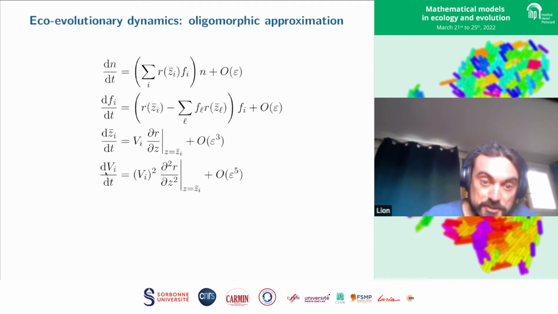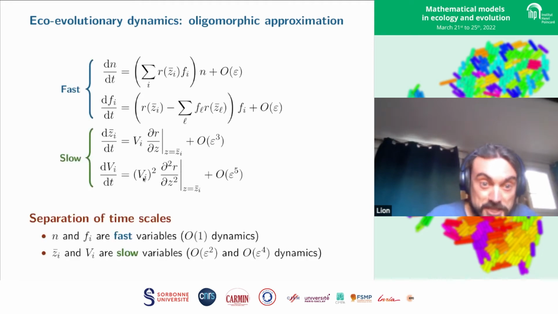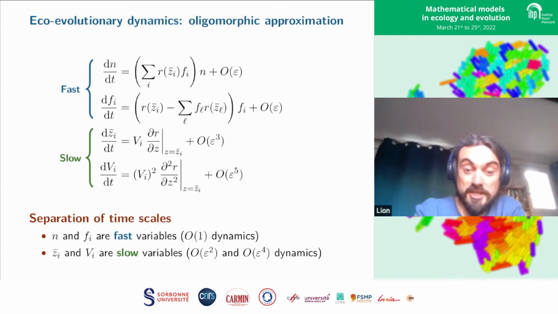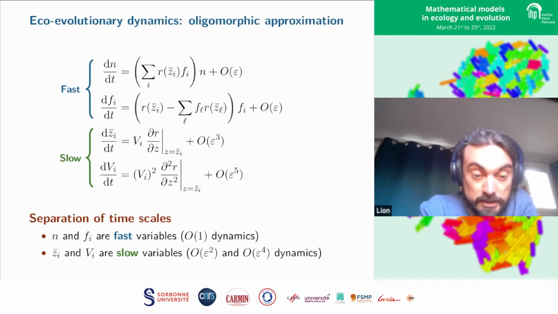One thing we can see is that these two equations here are scaled by the variance, so that means that if the morph variances are, say, order epsilon square, this system of equations here is a system for the dynamics of the fast variables, and then we have the dynamics of the slow variables here. So we have again a separation of time scales, where the frequencies and density of the population are fast variables, and the morph means and morph variances, so the moments of the trait distribution, are slow variables, and we can use that to make progress if we wish.